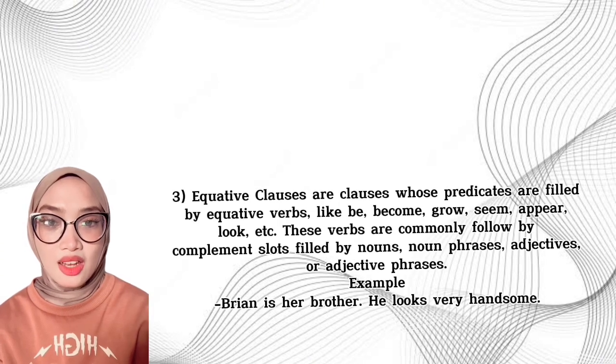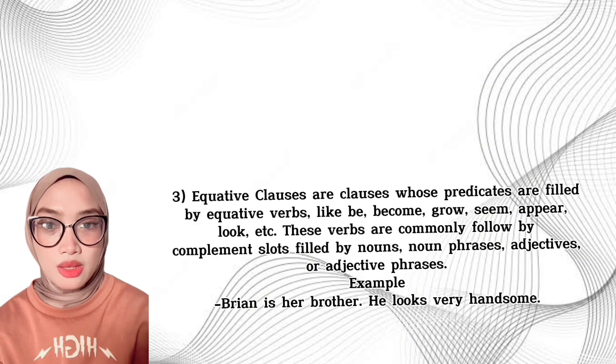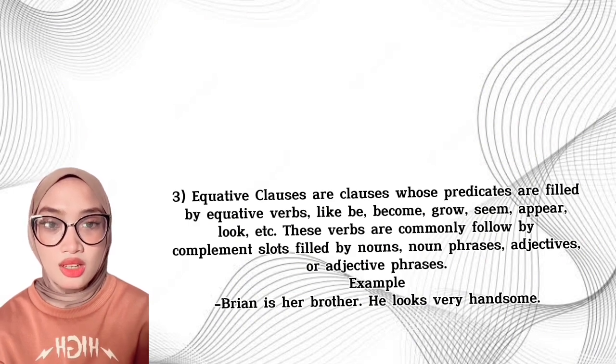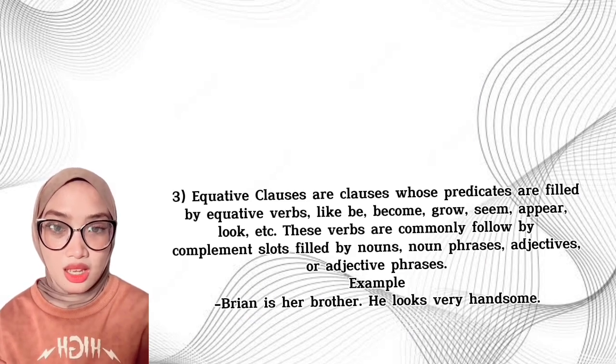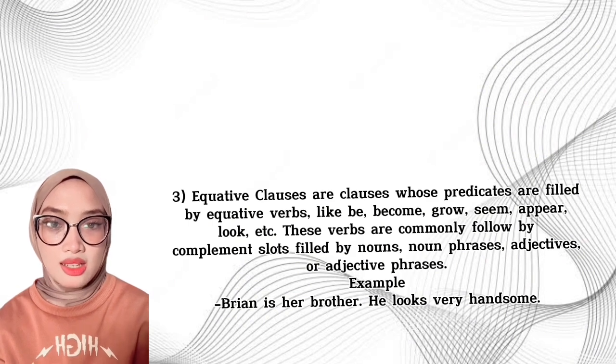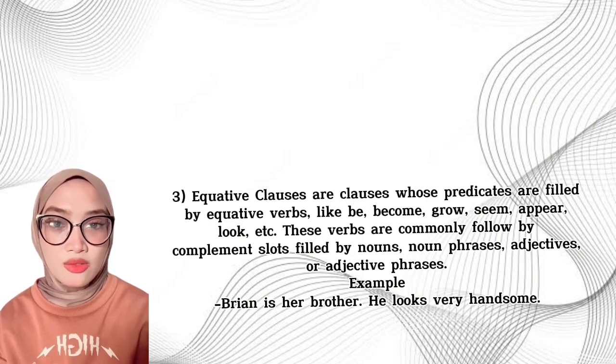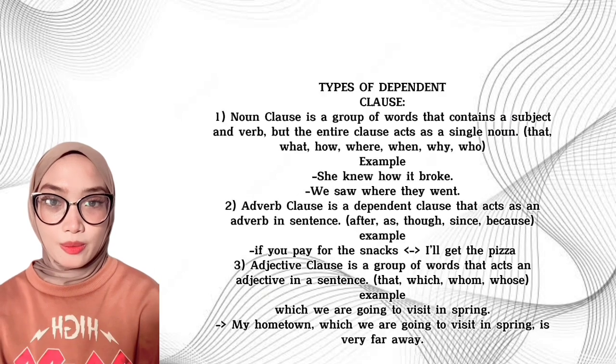Number three, equative clauses are clauses whose predicates are followed by equative verbs like be, become, grow, seem, look, age. These verbs are commonly followed by a complement such as a noun, noun phrase, adjective, or adjective phrase. Example: Brian is her brother. He looks very handsome.